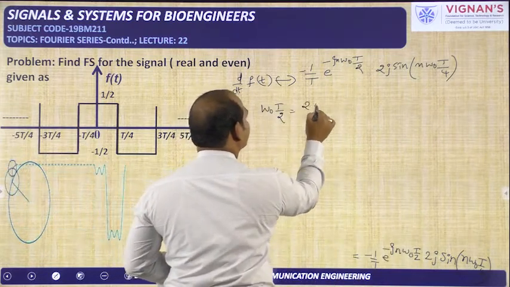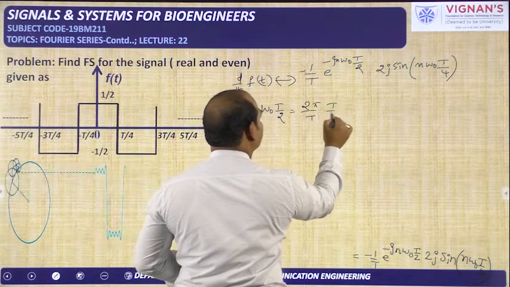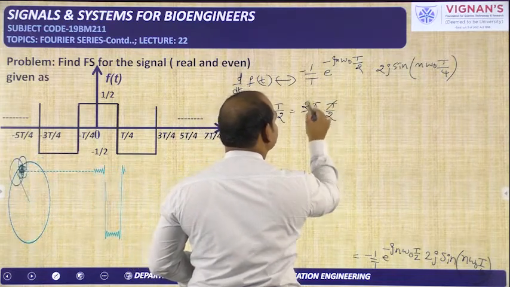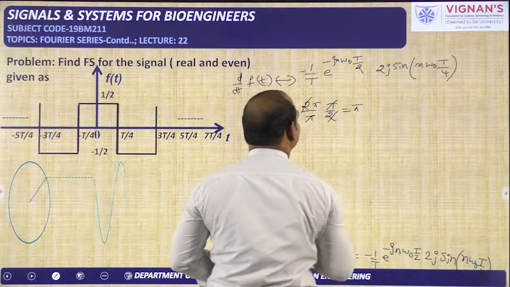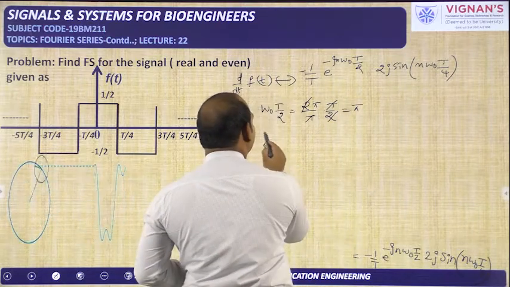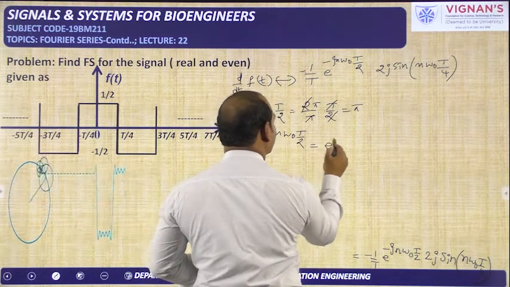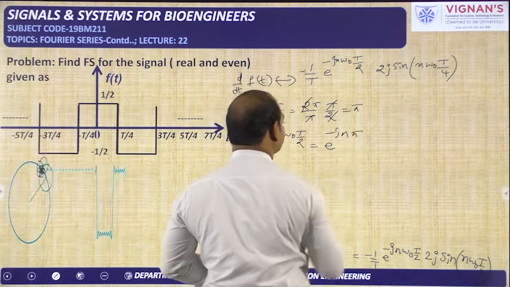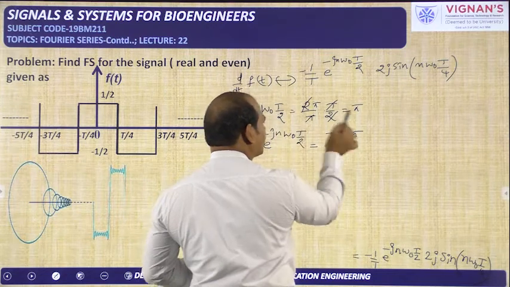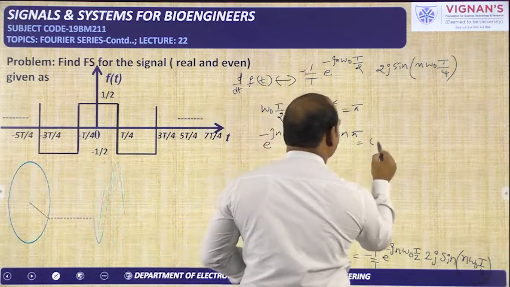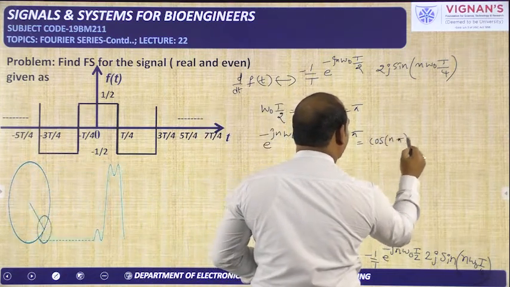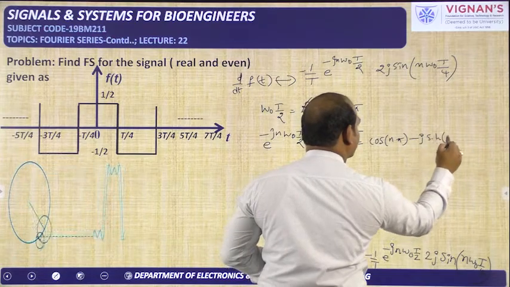Omega naught is 2 pi by T into T by 2. So T cancels, 2 cancels, and this is pi. So e power minus j n omega naught into T by 2 can be written as e power minus j n pi. Omega naught into T by 2 is equal to pi, as we got. So it is equal to cos n pi minus j sin n pi.